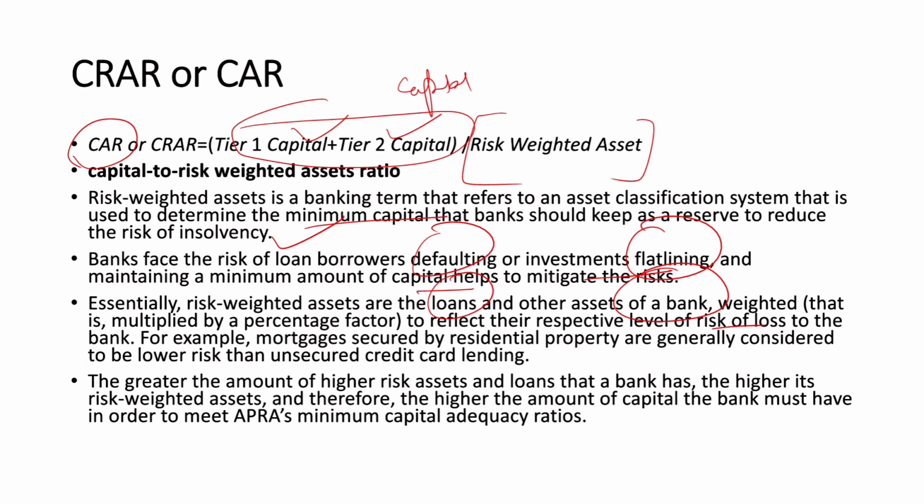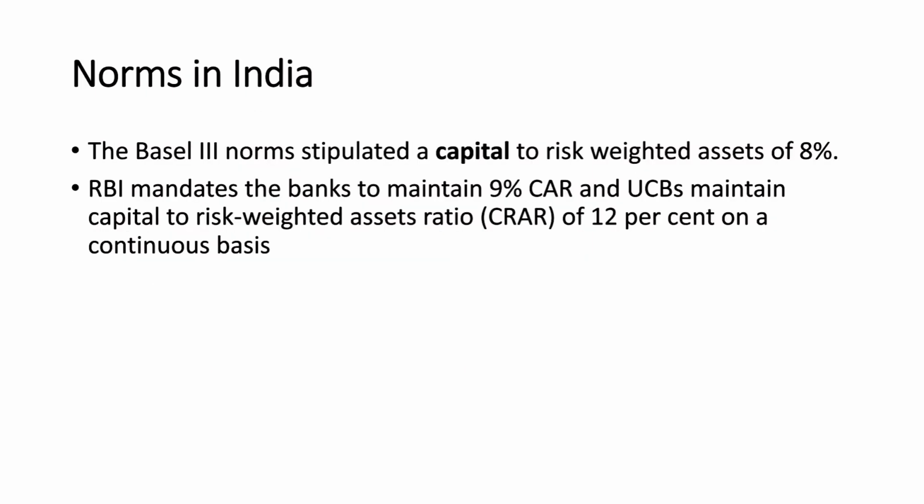For example, the mortgages secured by residential property are generally considered to be lower risk as compared to the unsecured credit card lending. So basically, a risk-weighted asset is a loan or other asset of the bank that is weighted for the risk that it carries. The greater the amount of higher risk assets and loans that a bank has, the higher its risk-weighted assets, and therefore the higher the amount of capital that the bank must have in order to meet the minimum capital adequacy ratio requirements.